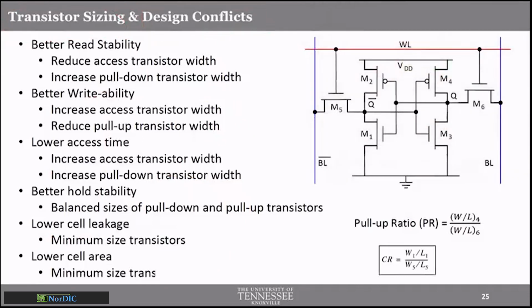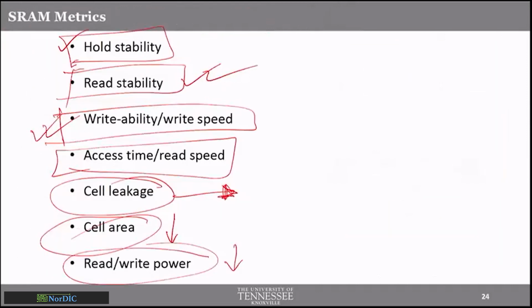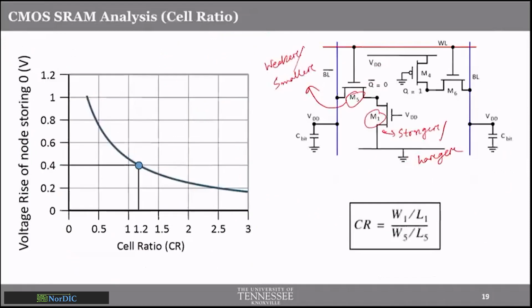Let's take one thing at a time. Better read stability. You notice the read stability was related to the relative sizes of M1 and M5. We don't want to let this node voltage rise too much, right? Remember that. And that was related to the pull-up ratio. And I just kept this note for you guys.